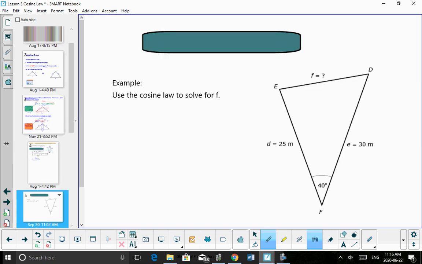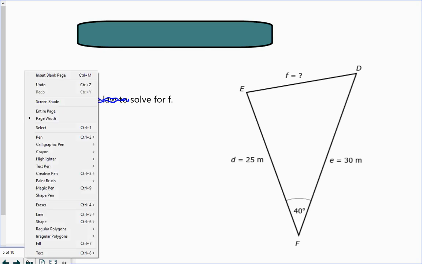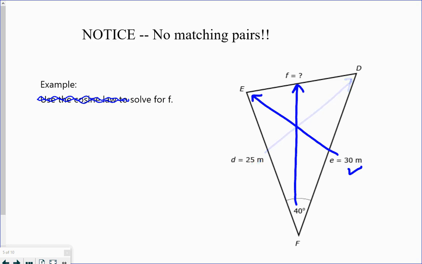Okay, so it says use cosine law to solve for f. I won't tell you what law to use. You do have to know that. So the question will say solve for f. So just do a quick check here. Just going to use my erasable ink. So we've got the side length, but not the angle. We've got the side length, but not the angle. We've got the angle, but not the side. So no matching pairs. Okay.